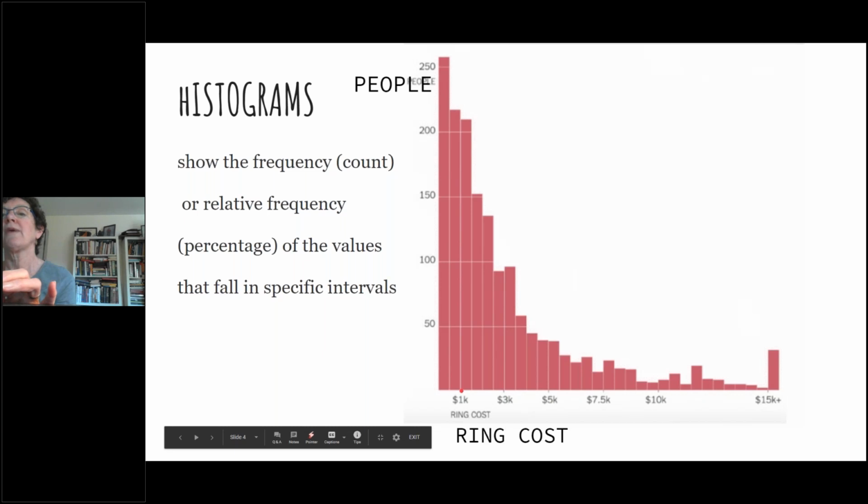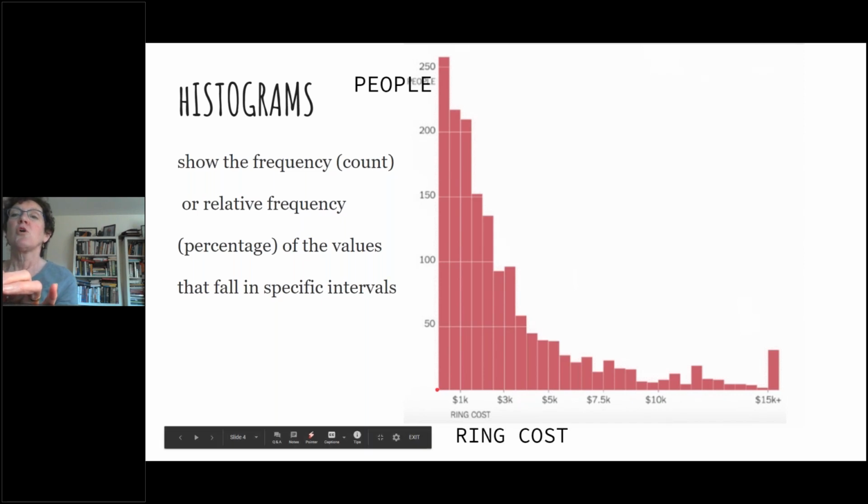500, 1,000, 1,500, 2,000. That looks good because that looks like it's about halfway between 1 and 3. 1,500, 3,000. Good. These little jumps right here are all $500.